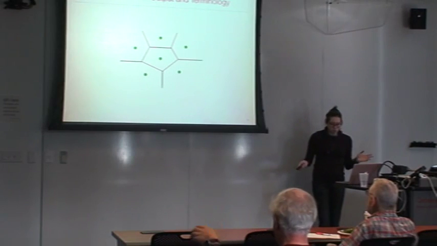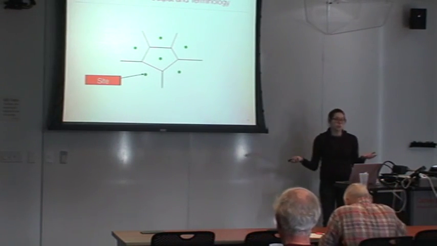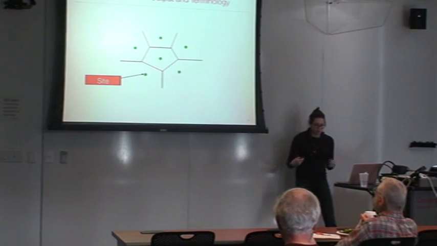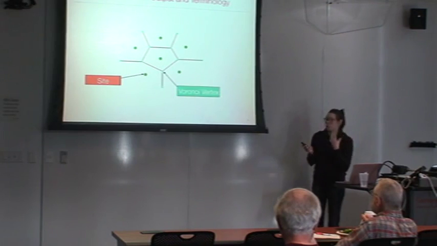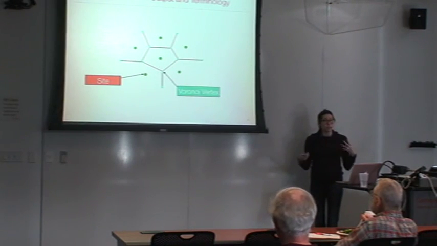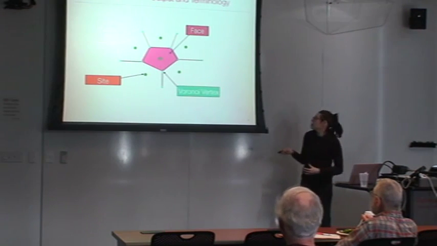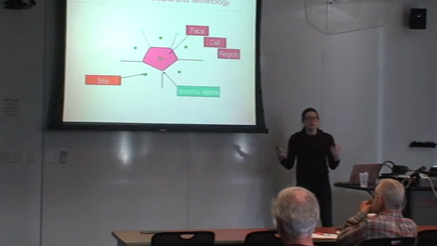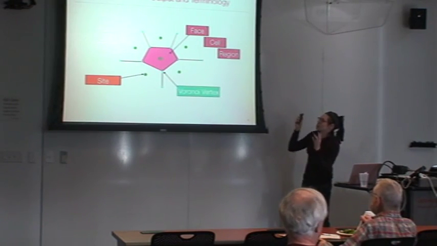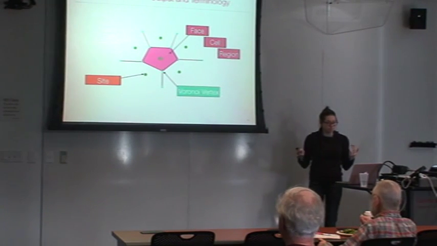So, just some terminology. We have here our sites, which we might also refer to as points. So these are like our post offices in the original motivation. We have Voronoi vertices, which are vertices of the graph, because our Voronoi diagram is a graph. We also have faces, which I might also call a cell or region. This all means the same thing. It's basically the polygon that consists of the region surrounding a certain site.